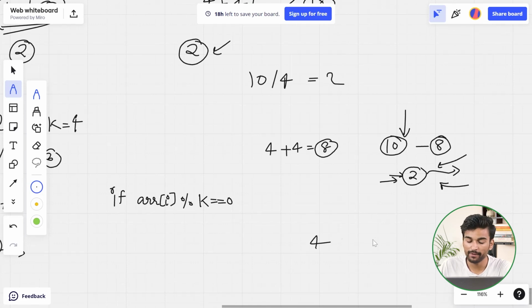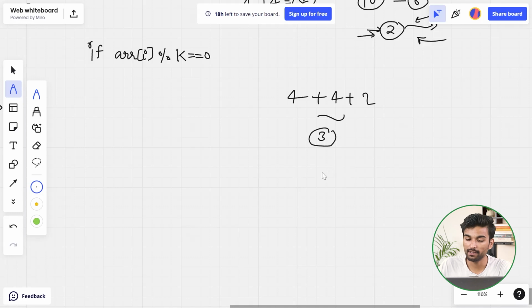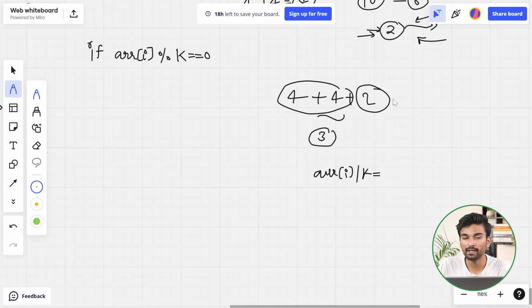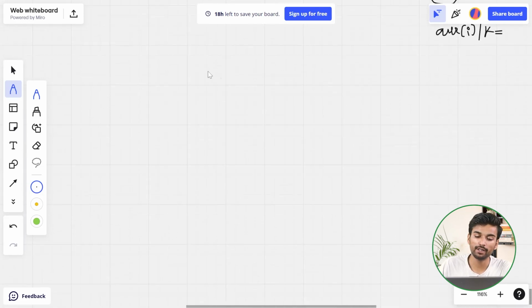Here we will be adding one extra value because it is not divisible, right? So how many total elements will I get? 4 plus 4 plus 2, so there are 3 total elements, right? How can we get this? Array of I divided by k will give me the value for these numbers, and after that, if that particular element is not divisible, I will add plus 1 for this last element. Okay, let's try to write the pseudocode.